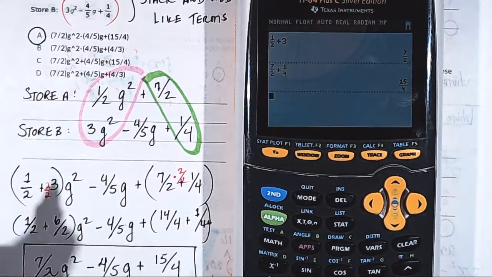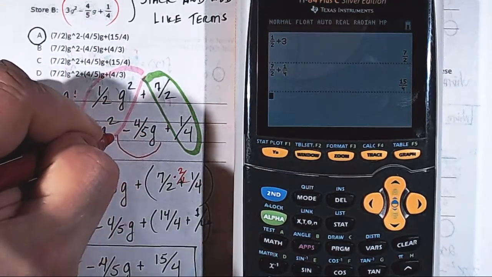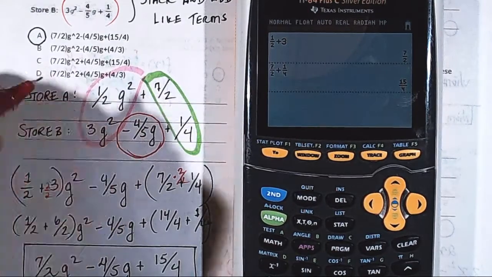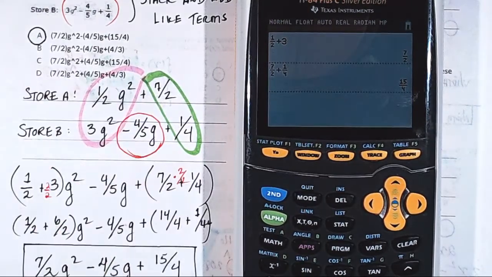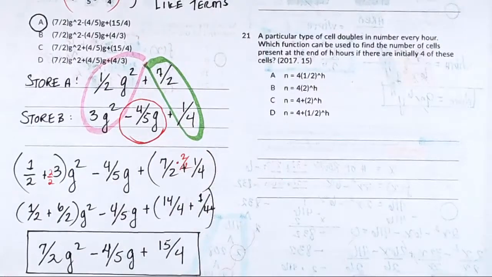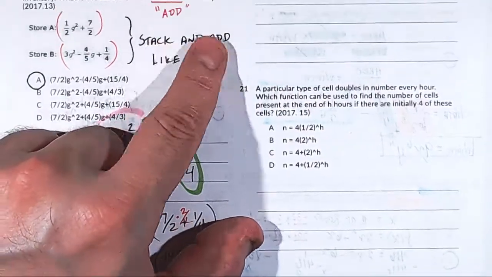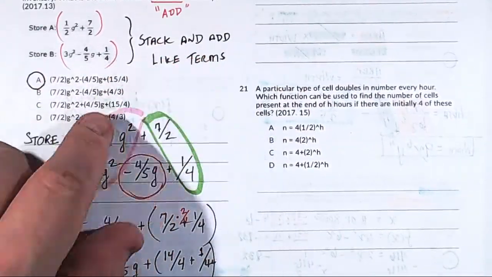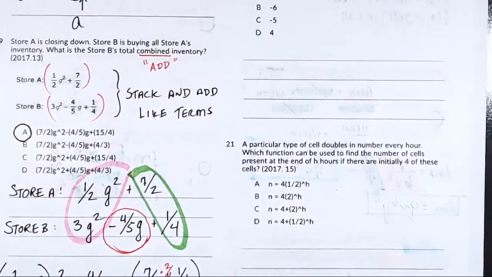The one thing I want to remind you is doing it by hand forces you not to forget that minus 4/5 g. It's not plus 4/5 g, it's minus 4/5 g. So just remember that, and one way or another you'll get the answer. Just remember to stack and add like terms, and you can't go wrong.